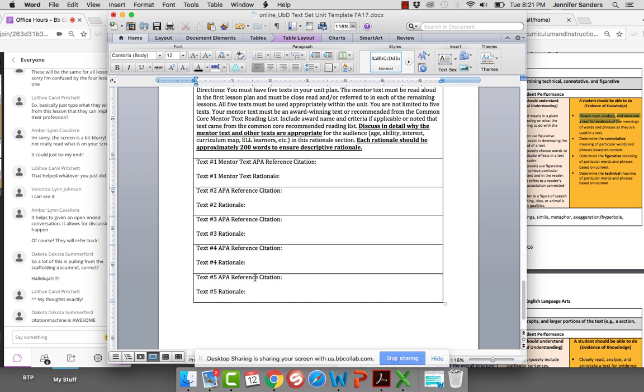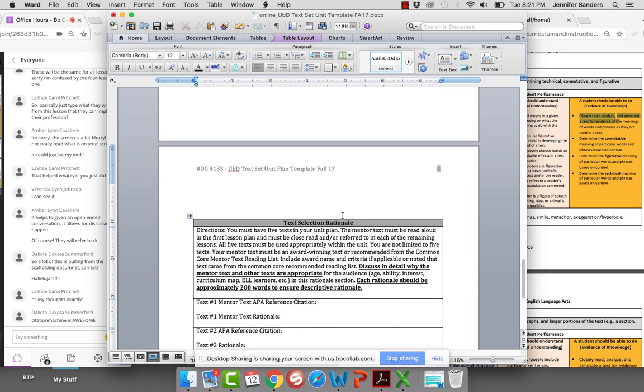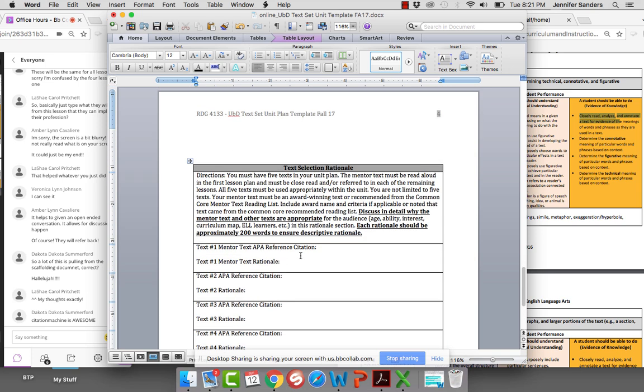I would stick to 5 because remember, you're going to have 4 lessons. So going over 5 texts may be difficult. So I try to stick to the 5. Okay? And don't forget to refer back to the text set directions on where you should be pulling those supplemental texts. Are we good on this section? Text selection rationale.